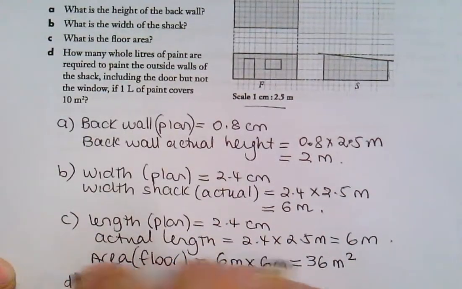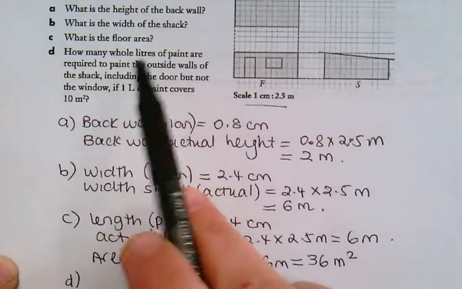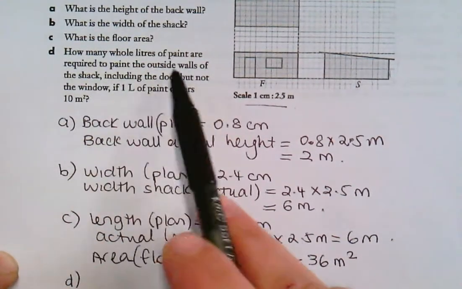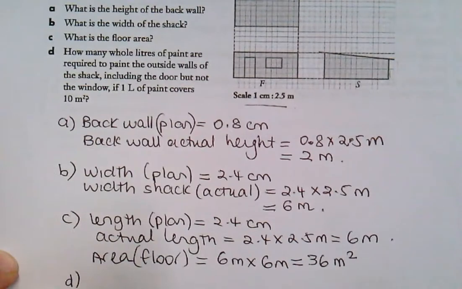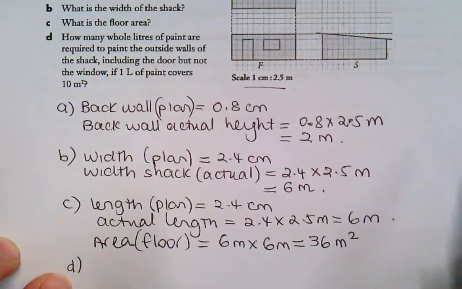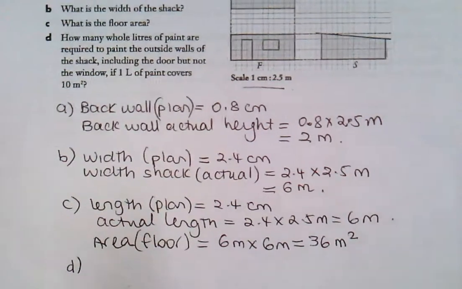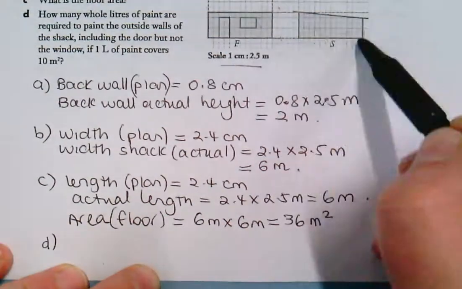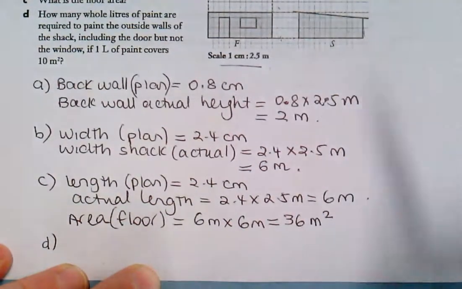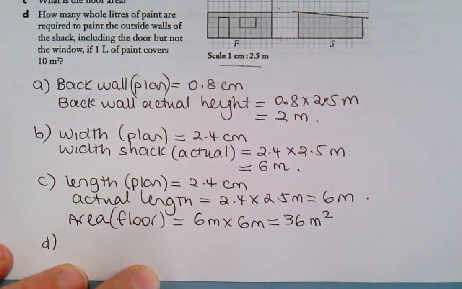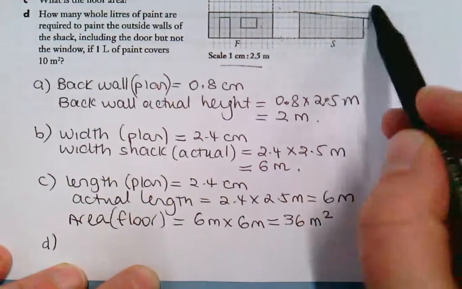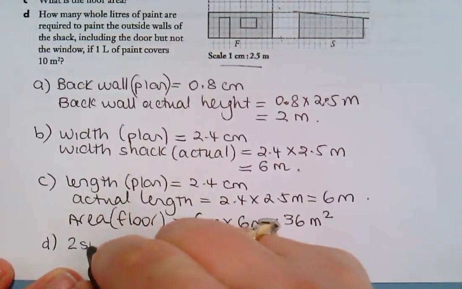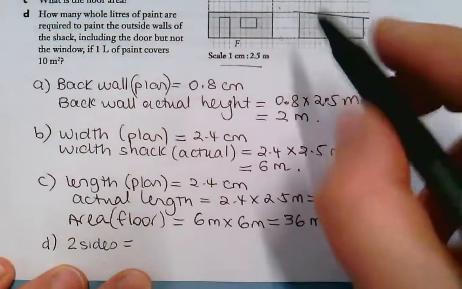So part D says, how many whole litres of paint are required to paint the outside walls of the shack, including the door, but not the window, if 1 litre of paint covers 10 metres squared. Basically, let's just do the two sides first. So it's a shack. So there's only going to be a door and a window at the front. The back of the shack will have no door, no window, and we've got the two sides. Let's look at the two sides first. We want the area of those.